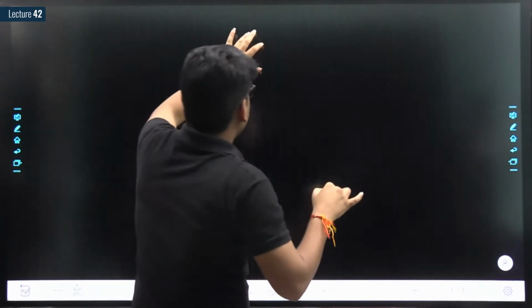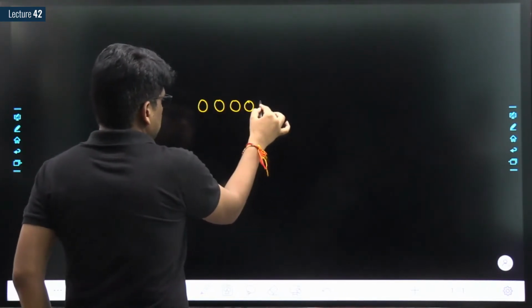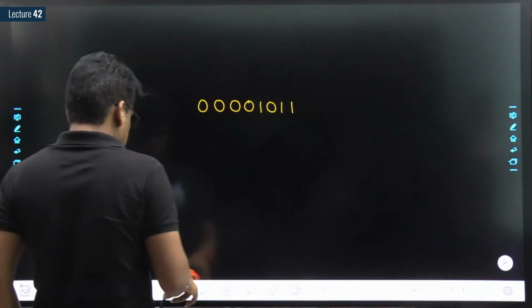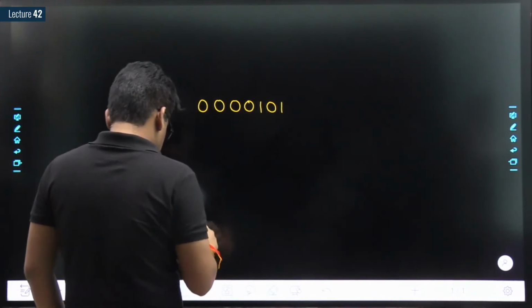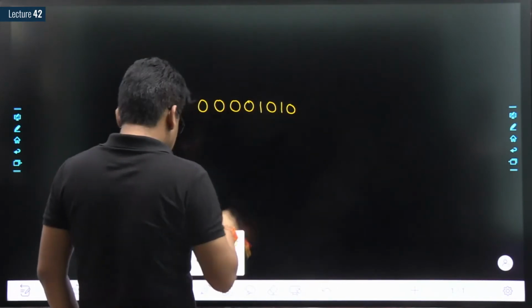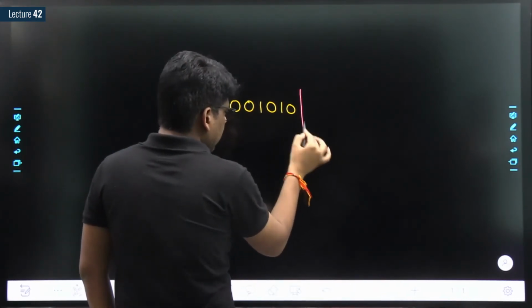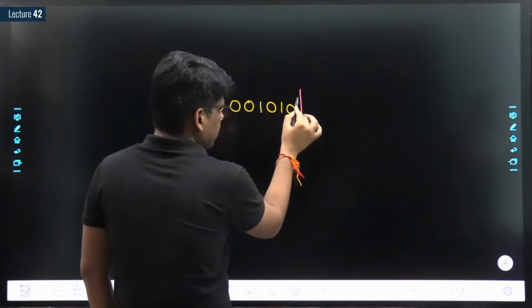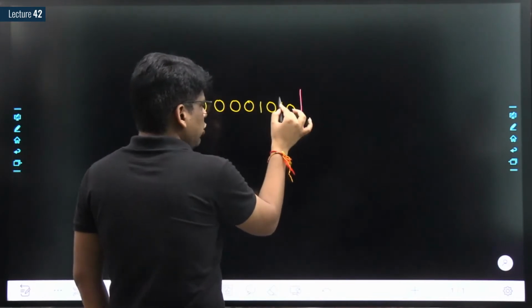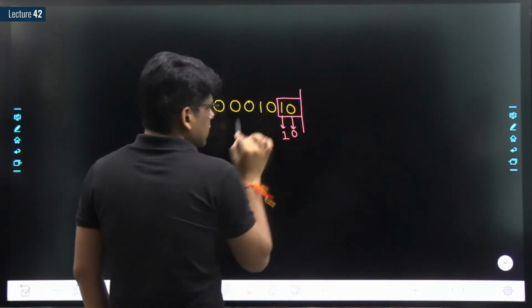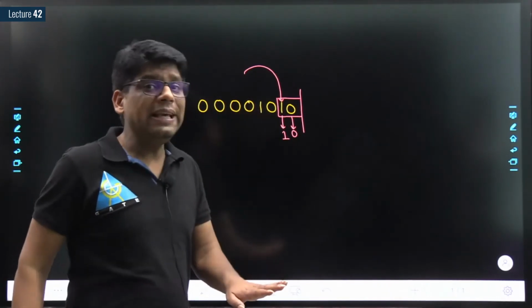Again, let me tell you something. Sir, 0, 0, 0, 0, 1, 0, 1, 1. Okay, let's try to find the 2's complement of this. Sir, we will move from here and try to copy every bit. That means if it is a 0, make it 0. If it is a 1, 1. But when to stop this process? Sir, once we encounter the first one, stop copying the bits.